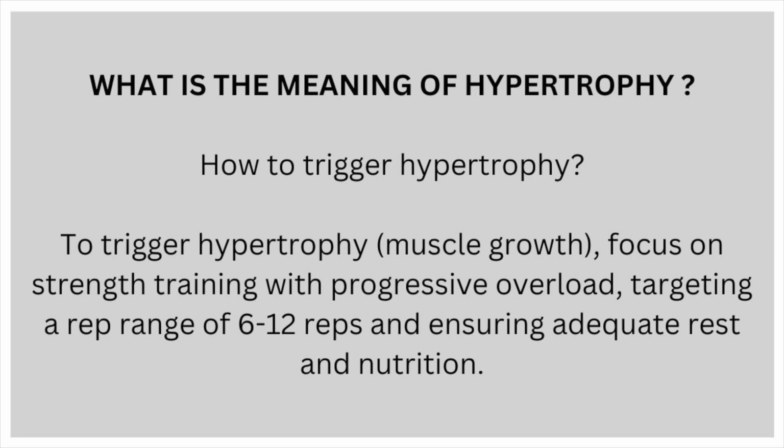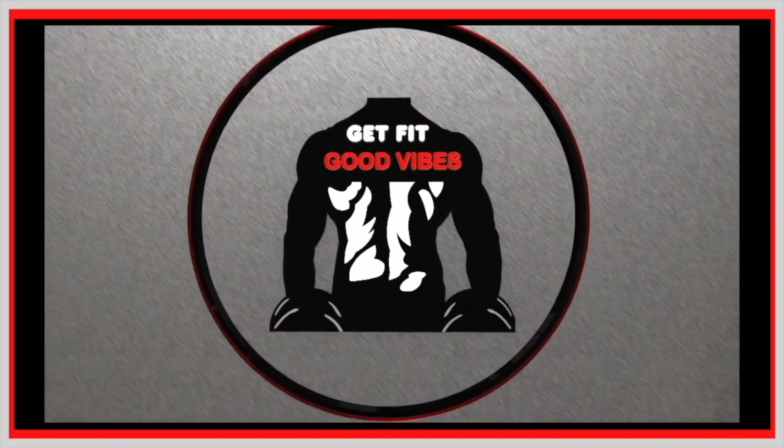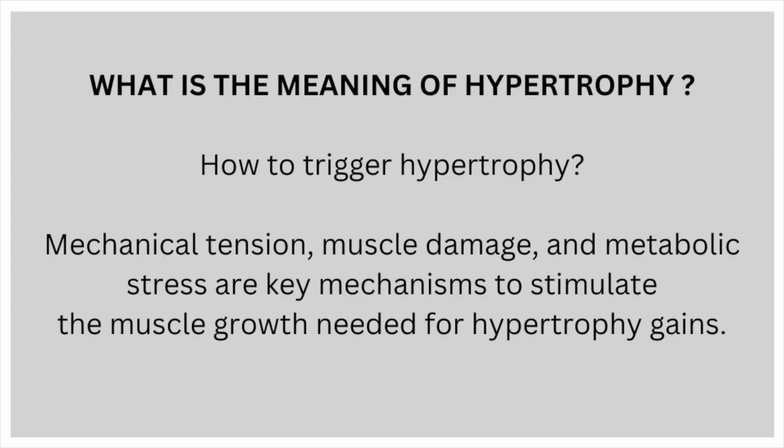How to trigger hypertrophy. To do this, you need to focus on strength training with progressive overload, targeting a rep range of 6 to 12 reps and ensuring adequate rest and nutrition. Mechanical tension, muscle damage and metabolic stress are key mechanisms to stimulate the growth needed for hypertrophy gains.